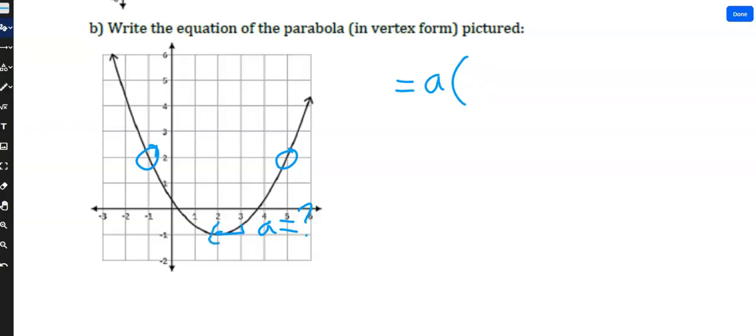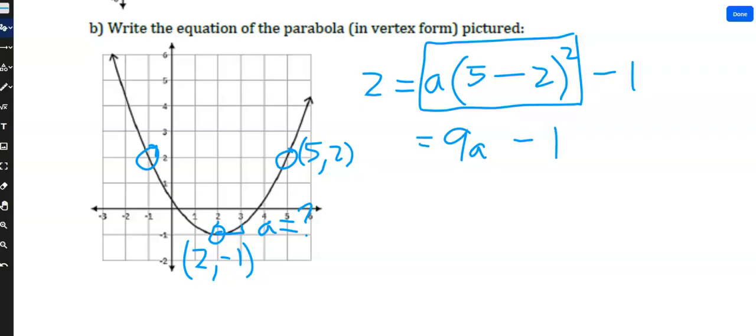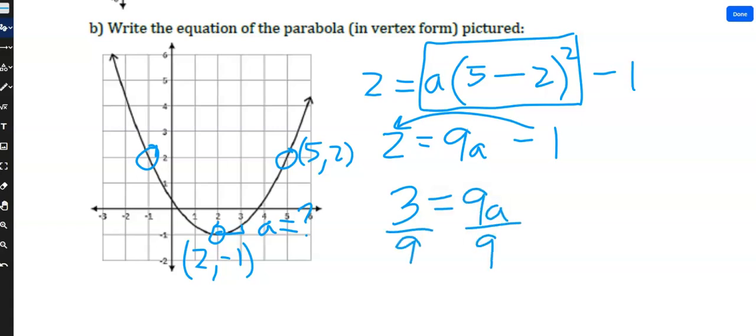So, the vertex is at the point 2, -1. And then, of course, I'm going over to 5, 2. So I'm using that point 5, 2, and my vertex at 2, -1. And so now I can figure out that we have what? Let's see, 3 squared is 9, so that would be 9a minus 1 equals 2. And then we move that over to the other side, which would be 3 equals 9a, divided by 9, divided by 9. A equals 1/3.